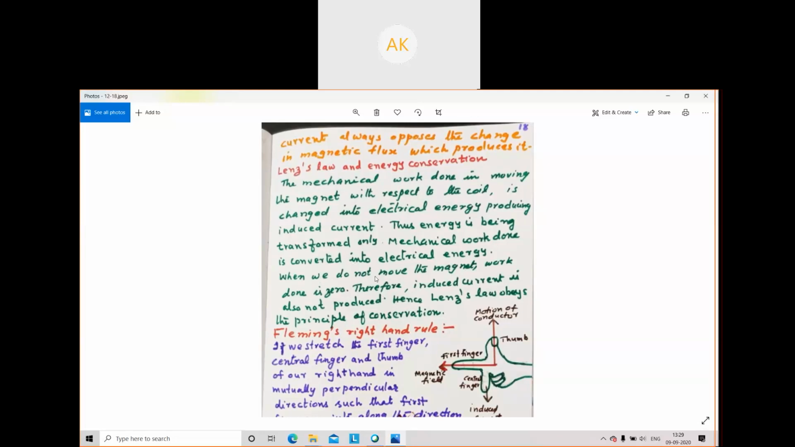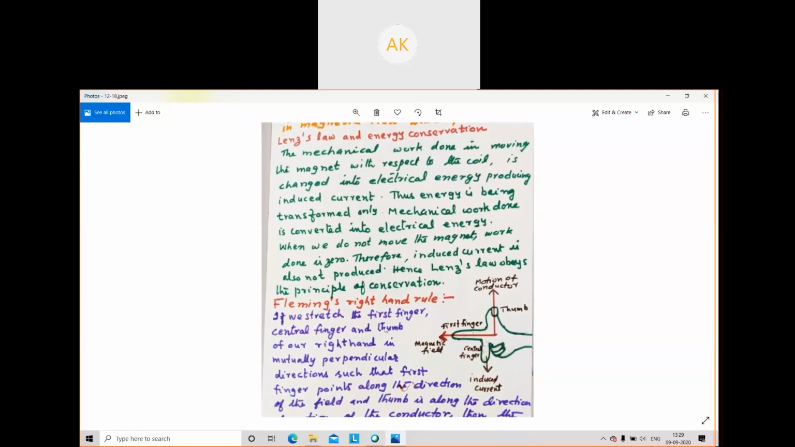Okay. So what does Lenz's rule give? Very important. What does Lenz's rule give us? Lenz's rule gives us the direction of induced current. Lenz's law gives us the direction of induced current. And one more rule gives us the direction of induced current. That is Fleming's right hand rule. So both rules can be used, Lenz's rule or Fleming's right hand rule. Remember, it is the right hand rule that gives us the direction of induced current.